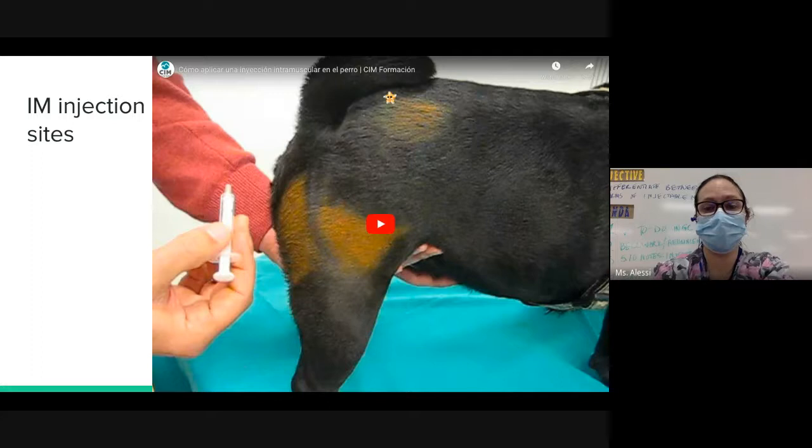You can see that the animal has already been dyed to show where the muscle groups are. So he's going to show you where on those.